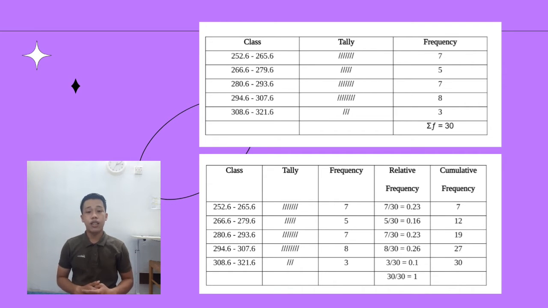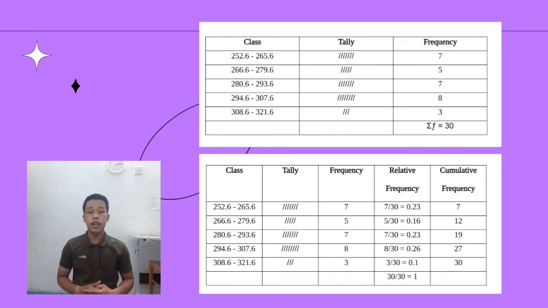Same goes for the second table, but it has relative frequency and cumulative frequency. The first row, we have 7 over 30 equals 0.23 and the cumulative frequency is 7. Next, 5 over 30 equals 0.16 and the cumulative frequency becomes 12.